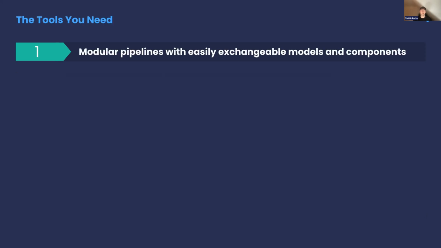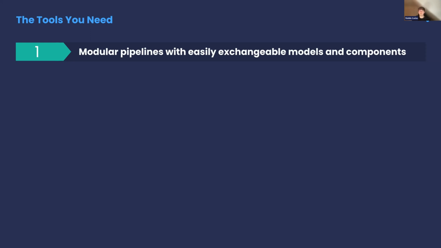And now I want to talk a little bit about the tools you need to work this way. First of all, you need modular pipelines, some framework or abstraction that allows you to easily exchange components and models. For example, exchange the pre-processing, exchange the model in a pipeline, add a different model.